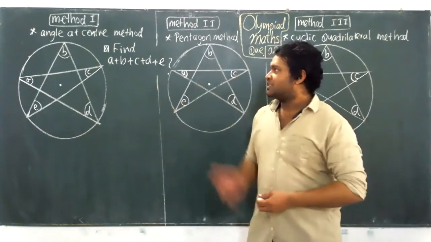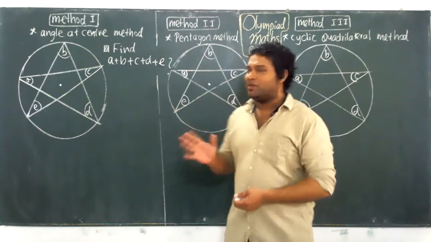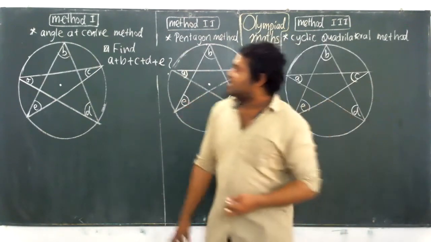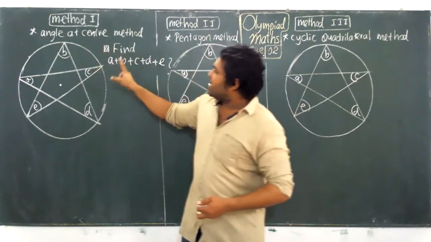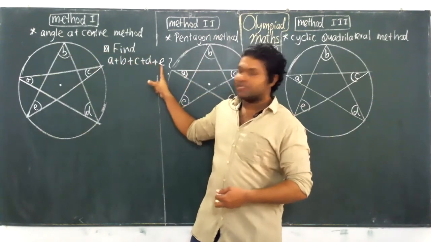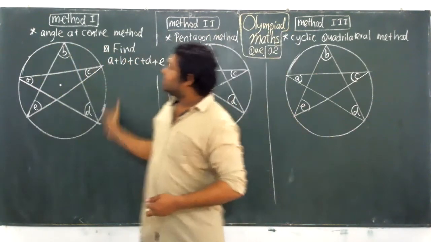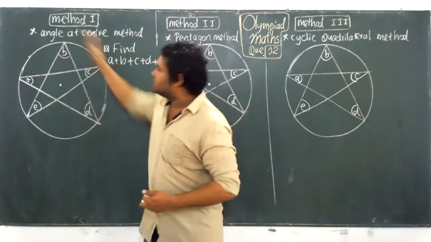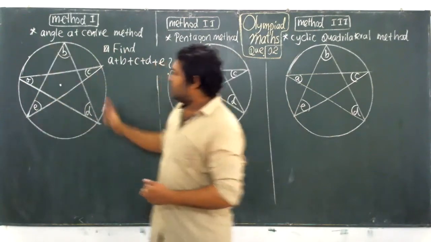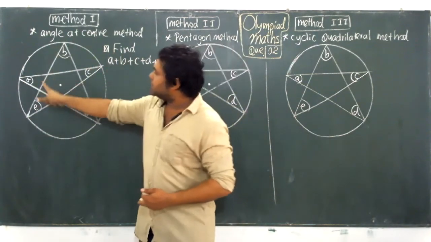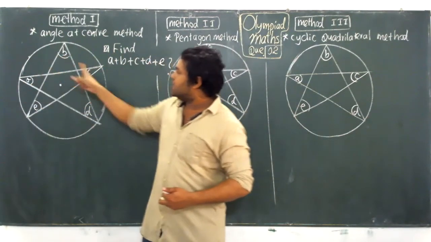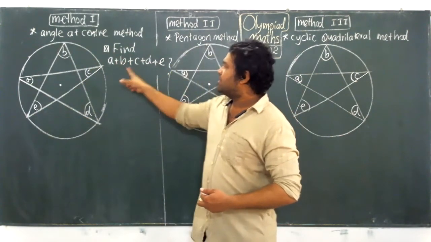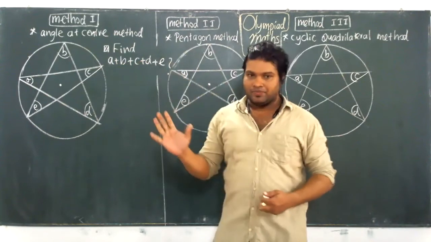Okay, let's discuss this week's maths problem, Olympiad based. First question: find A plus B plus C plus D plus E in this diagram. The diagram consists of a circle and a star. At every corner, the angles are marked as A, B, C, D, E. Then we have to find the sum of A plus B plus C plus D plus E.